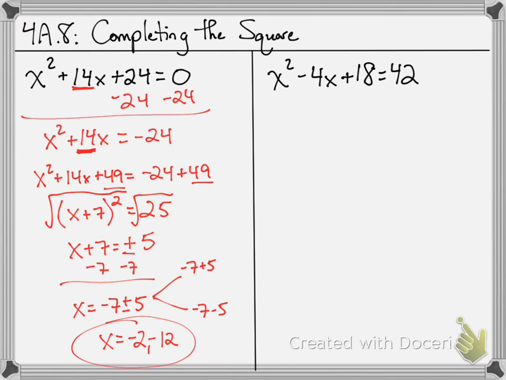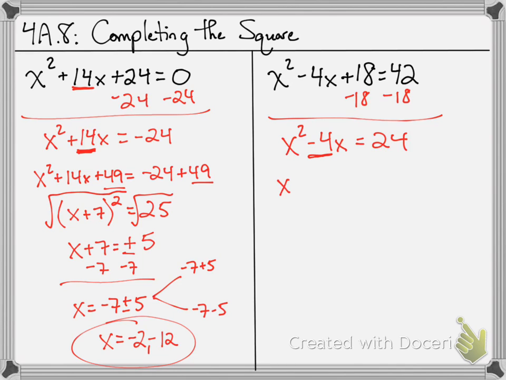The first step is, again, variables on one side, regular numbers on the other. So I'm going to go ahead, subtract the 18, and I'll get x squared minus 4x equals 24. I'm now going to look at my b term. It's negative 4. So I'm going to take that term, cut it in half, then square it. Negative 4 cut in half is negative 2. If I square negative 2, it's a positive 4.